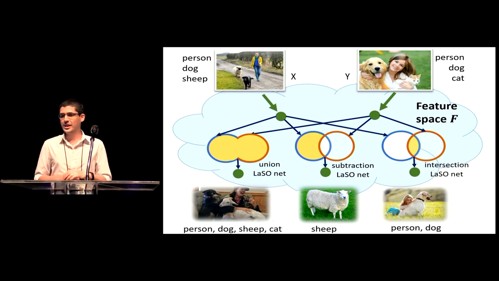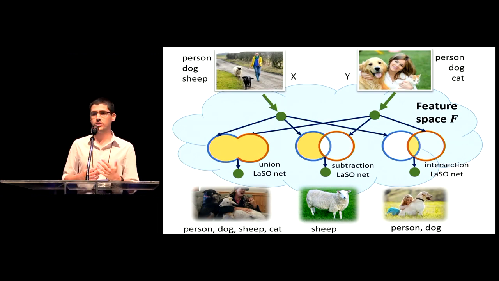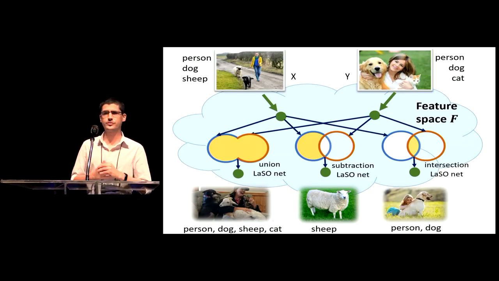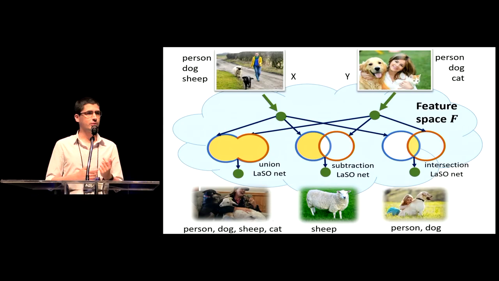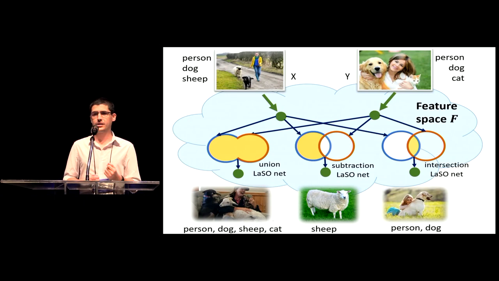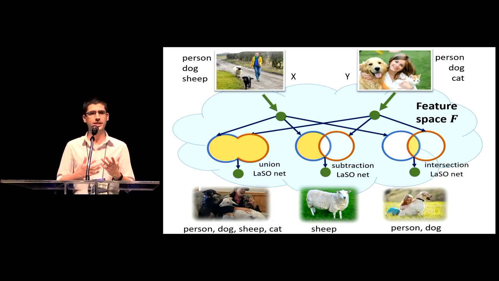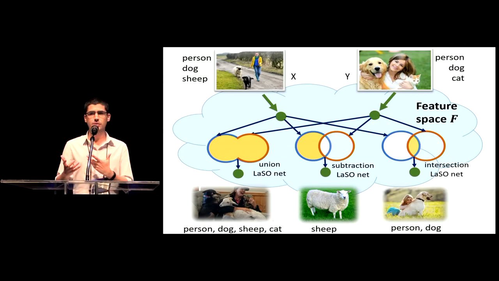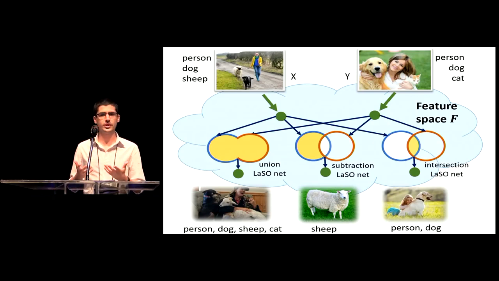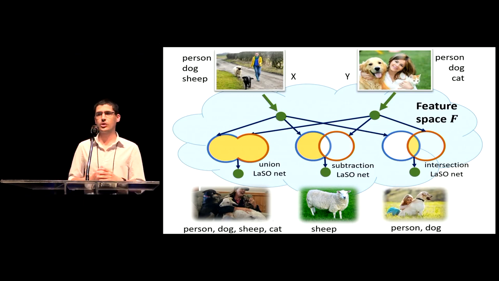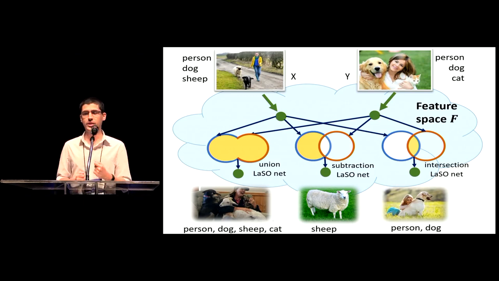Okay, so the inputs to our network are two multi-label images. X has person, dog, sheep; Y has person, dog, cat. The images are projected to a feature space using a CNN feature extractor backbone. And then the feature vectors are fed into the three set operations networks. The goal of each specific set operation network is to synthesize a new feature vector given two input feature vectors, so that the semantic content of the synthesized fake feature vector will correspond to a set operation on the input vectors' labels.